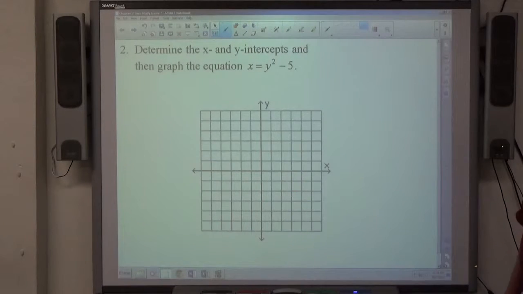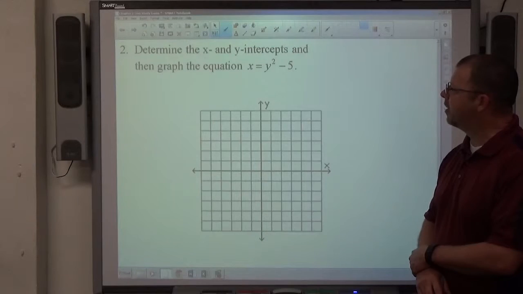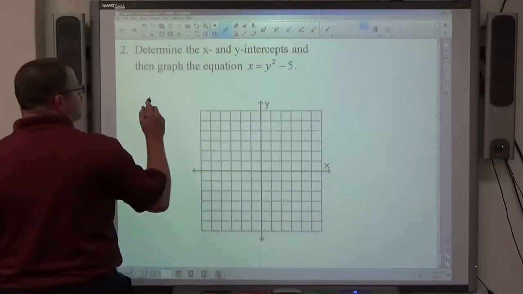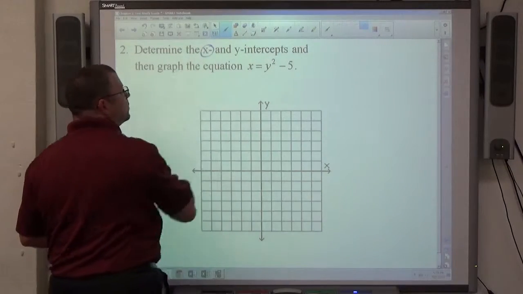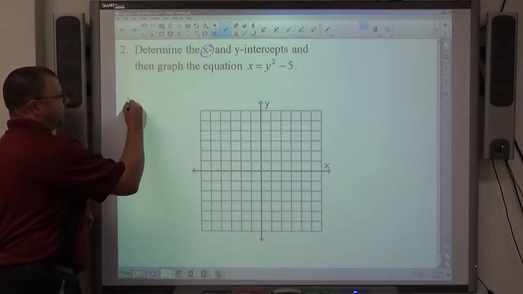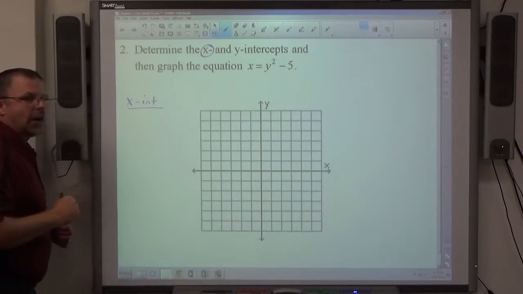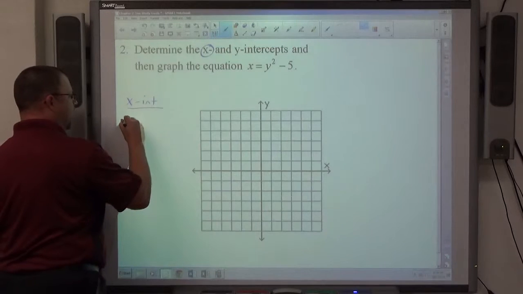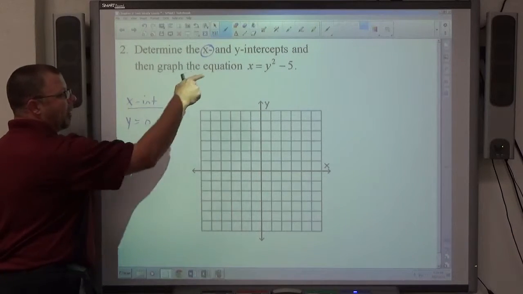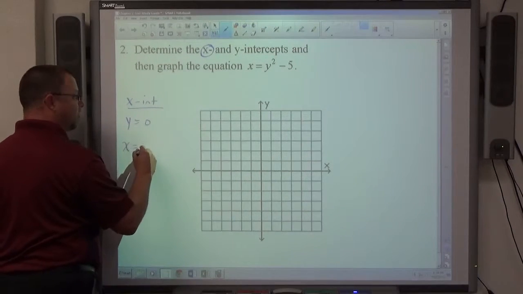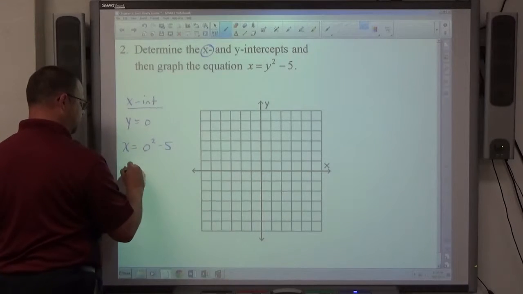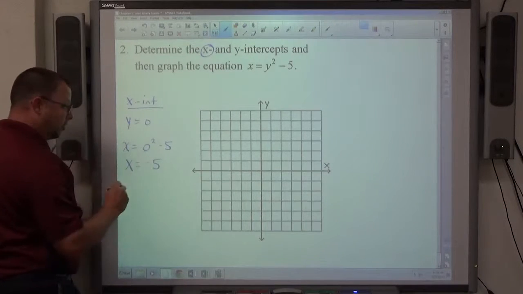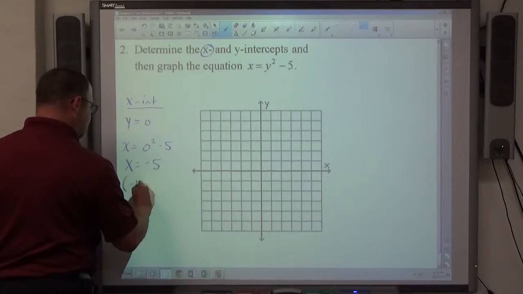Number 2, determine the x and y intercepts and then graph the equation x equals y squared minus 5. Starting off with the x-intercepts. To find any intercept, you let the other variable equal 0. So if I want to find the x-intercept, I'm going to let y equal 0. I go to my equation that says x equals y squared minus 5. That gets me an x-coordinate of negative 5. So my x-intercept, there's only one of them here, is (-5, 0).